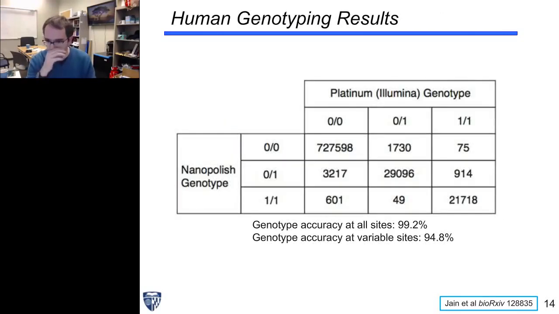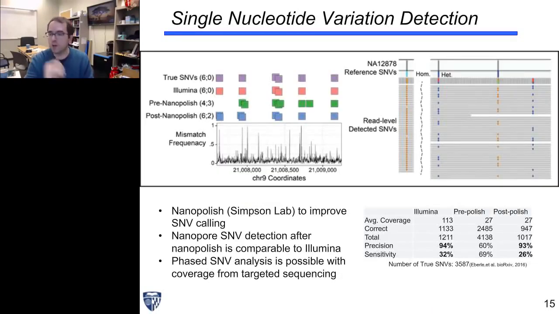So we tried. This has been applied to a public data set, as published by Jain et al., currently as a preprint on bioRxiv, of NA12878, and had pretty high genotype accuracy at all sites, 99.2%. That's pretty good. And at variable sites where it's heterozygous, it was 94.8% accurate. So again, pretty good. We tried to apply it to our capture data as pictured here.